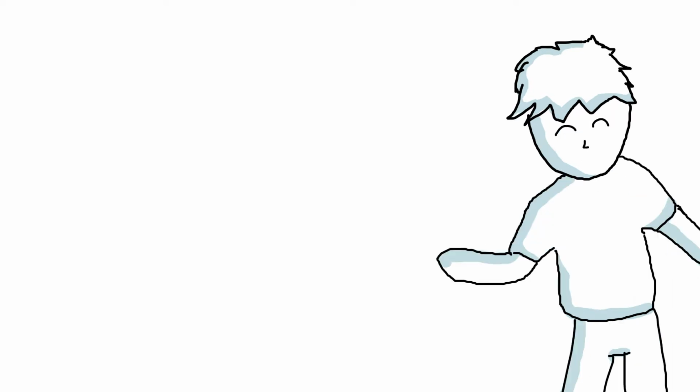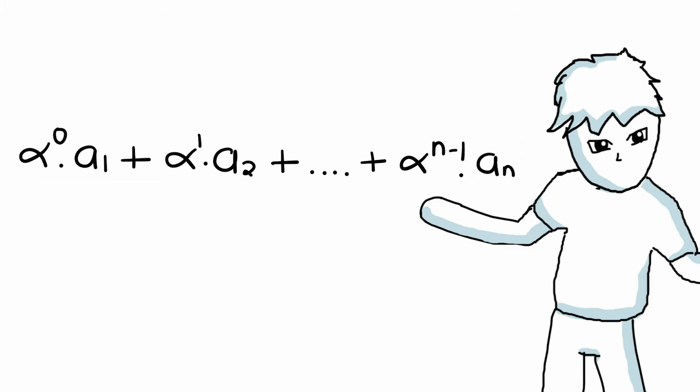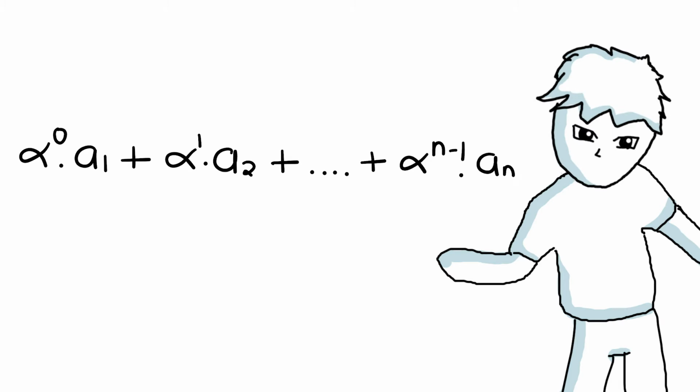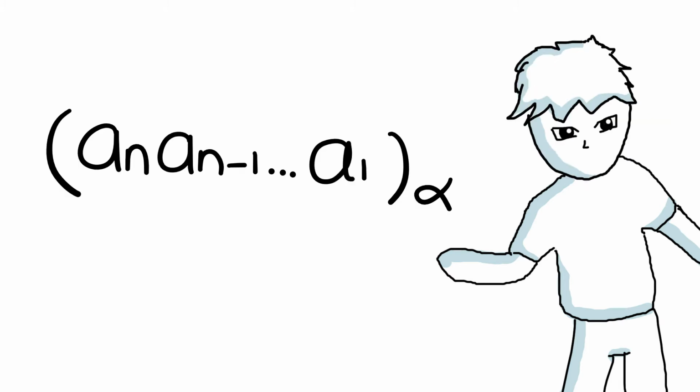To convert a number from base alpha to base 10, we need to write it in the form of alpha raised to 0 into a1, plus alpha raised to 1 into a2, plus alpha raised to 2 into a3, and so on till alpha raised to n minus 1 into an, where a1, a2 and so on till an are the digits of the number in base alpha.